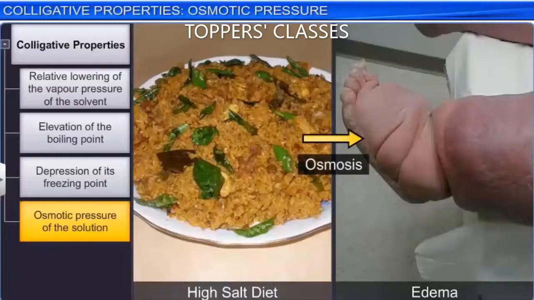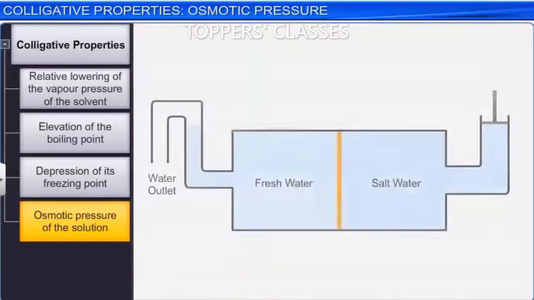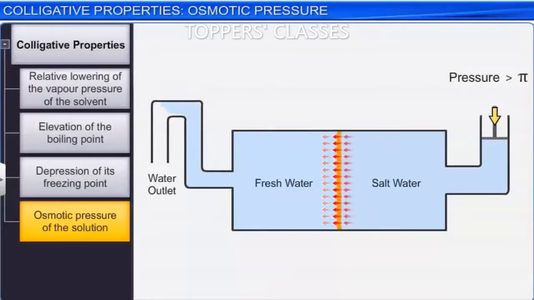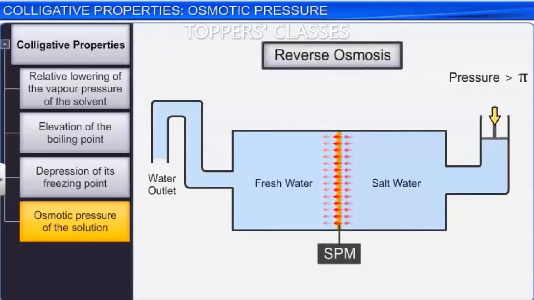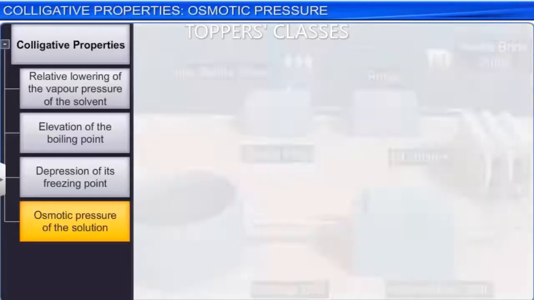It is of interest to mention that if a pressure greater than osmotic pressure is applied on a solution, then the solvent will flow from the solution to the pure solvent through the semi-permeable membrane. This process is known as reverse osmosis and is often used for the desalination of seawater for getting fresh drinking water.